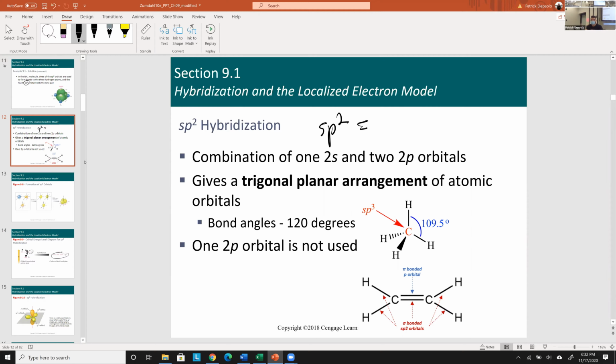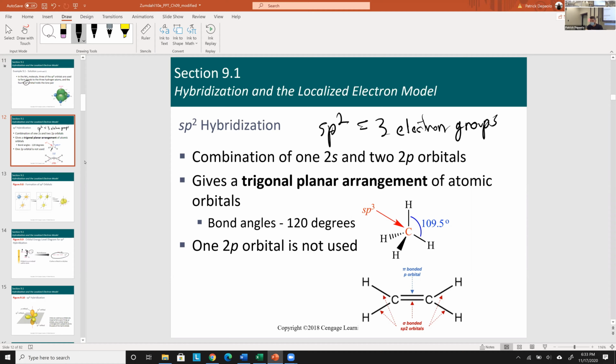So sp3 is 4. sp2 is going to be 3. Yeah, 3 electron groups. They're all the same concept: to create the bonds and get to the lower energy level, the electron has to jump an energy level to get enough orbitals to make those bonds and to share the electrons with the other atoms.